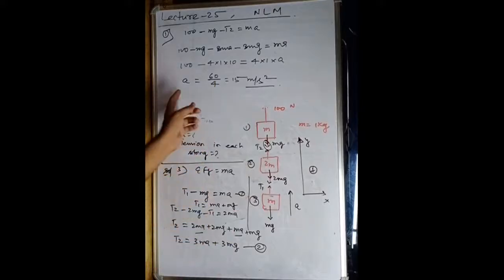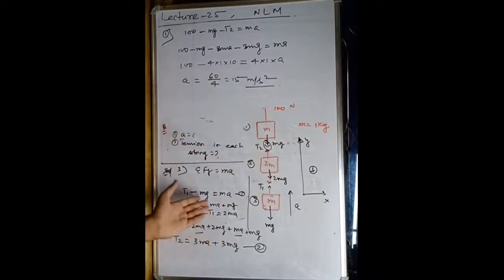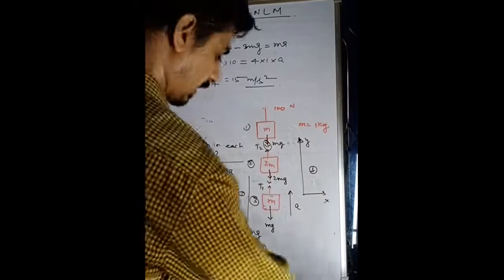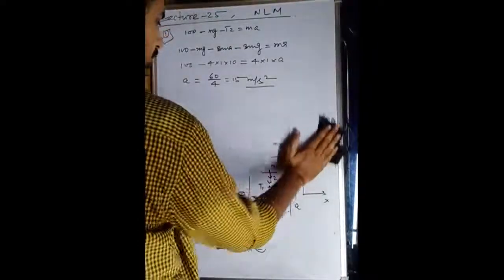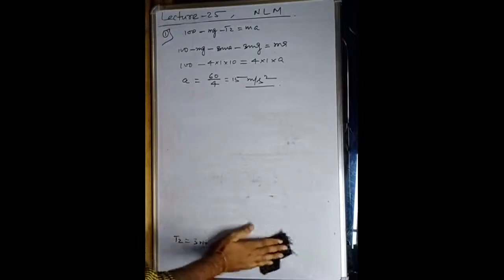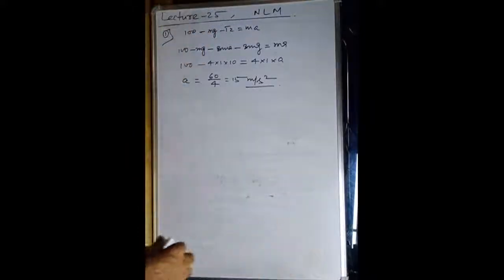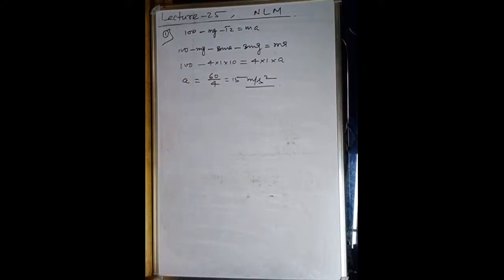By putting the value of a in equations 1, 2 and 3, you can find the tensions, because this acceleration was the only unknown. So you can find the tension as well, my dear students. Now I am giving you one homework on the basis of this question. I will solve more questions of this type in the next lecture. So don't worry if you are not getting it properly, I will slow down and give you a few more questions next day. Never mind.